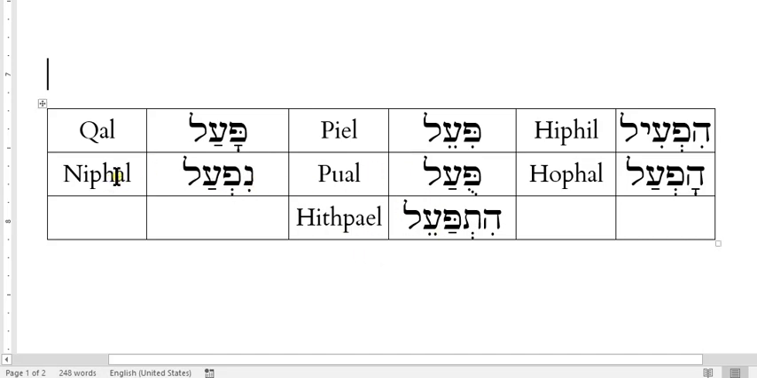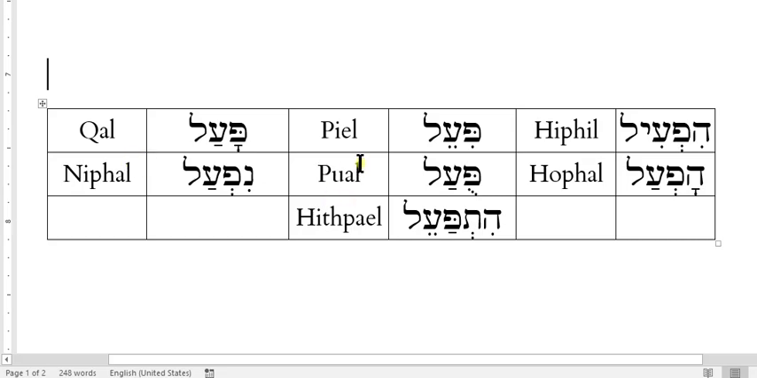What I'm about to say is very general. It's not true for every verb in each of these stems. But if a verb has a Niphal and there is a Qal form of it, then the Niphal will typically make the verb's Qal meaning passive. So if the Qal of pakad is "he visited," the Niphal would mean "he was visited," passive.